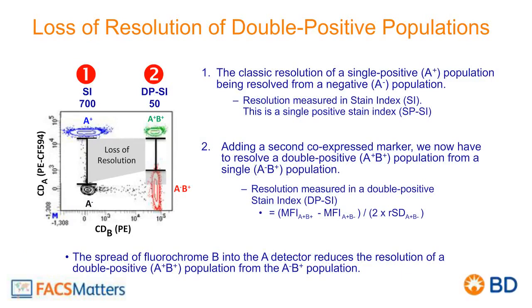So when we think of loss of resolution, this is the type of diagram I like to show. On the left-hand side, we're looking at the single positive stain index of CD4, the CDA I'm calling it, in the PE-CF594. And if we do that calculation, we get a stain index of 700. If we now look at the double positive population, the A positive, B positive, and now compare it to the A positive, A negative, B positive population, we can see that the double positive stain index has now decreased to 50. So that loss of going from a resolution of 700 to a resolution of 50 is your loss of resolution. So we can calculate that for any combination of two dyes, assuming the same fluorescence intensity.